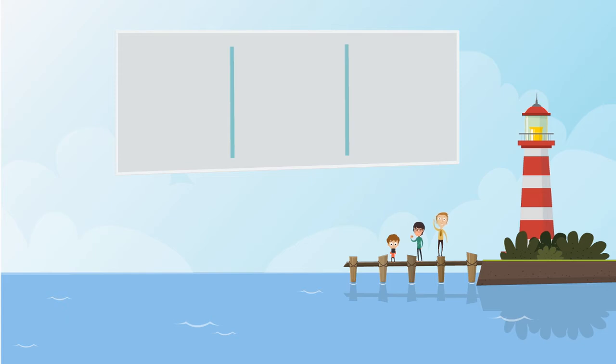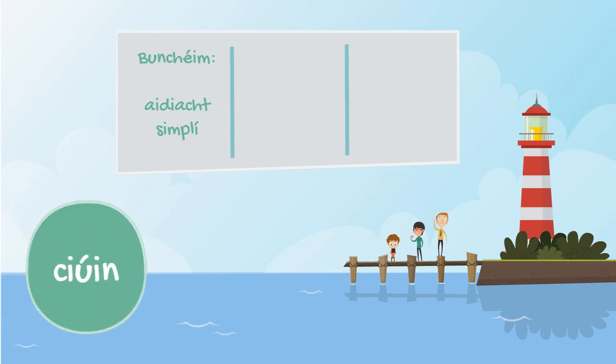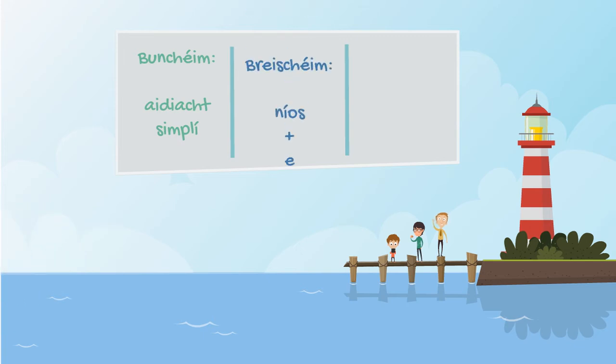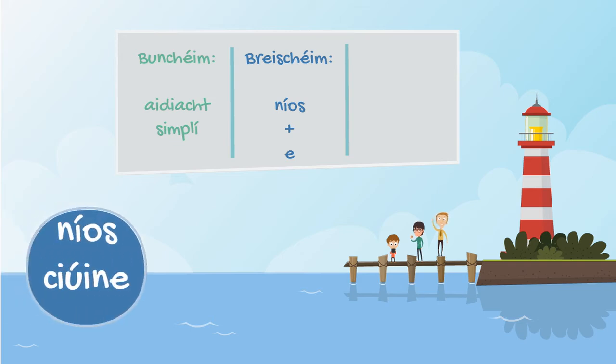First we have the bun céim, which is the Aidiacht in its simplest form, for example, ciúin, quiet. Next is the breischéim, which is the "more" of the comparative. To use the breischéim, the word níos comes before the Aidiacht, and an E is added to the end of the Aidiacht, like níos ciúine, quieter.